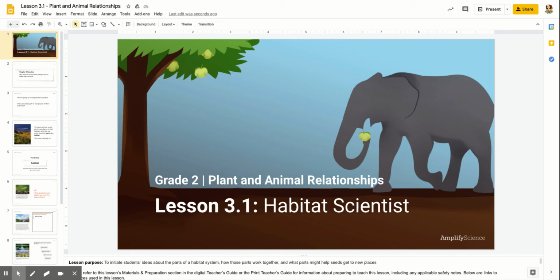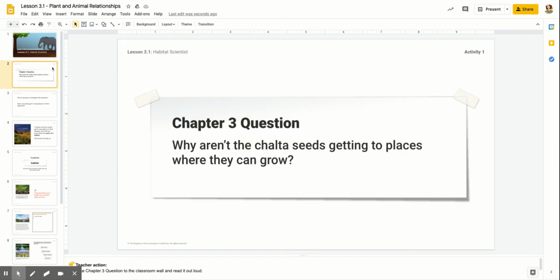And today, lesson 3.1, we are going to study plant and animal relationships in a habitat, and we're going to be habitat scientists. We're going to think about our big question that we've been trying to figure out this whole time. Why aren't the chalta seeds getting to places where they can grow?